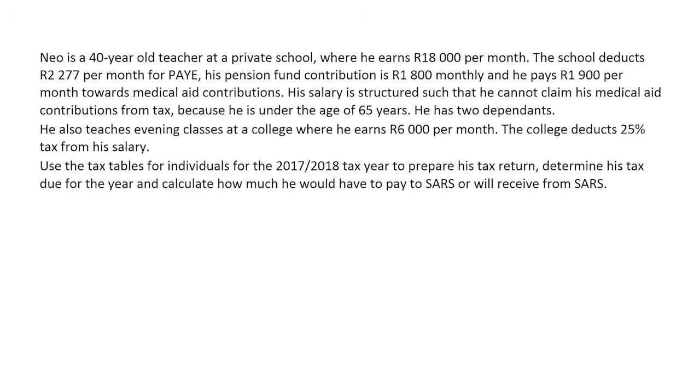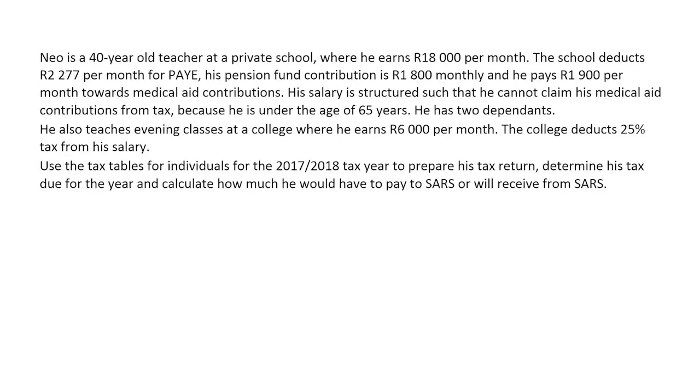He also teaches evening classes at a college where he earns 6,000 Rand per month. The college deducts 25% tax from his salary. Use the tax tables for individuals for the 2017-2018 tax year to prepare his tax return, determine his tax due for the year, and calculate how much he would have to pay to SARS or will receive from SARS. Before we begin, let's summarize the problem, and this will in turn make our analysis of the problem easier.